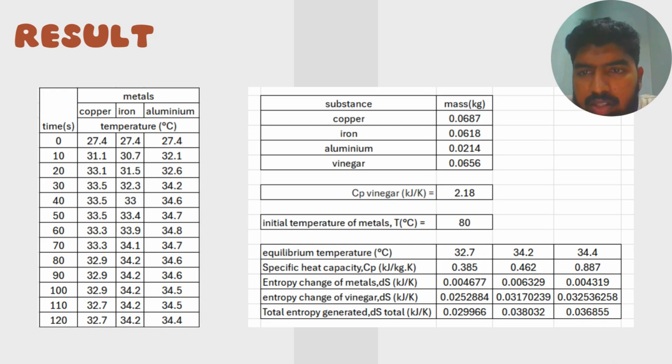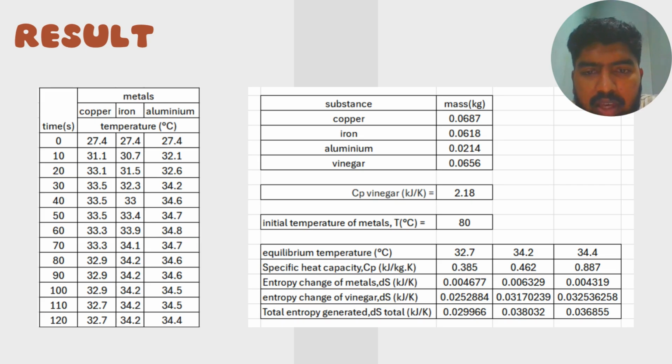So for the results, we've got our table which shows the time from 0 to 120 seconds, which is 2 minutes, and the metals used for this experiment, which are copper, iron, and aluminium. The initial temperature for all copper, iron, and aluminium is 80 degrees, and the initial temperature of vinegar that will be sunken is 27.4 degrees.